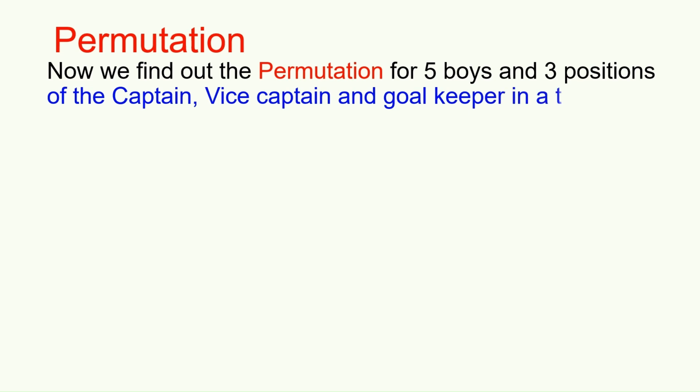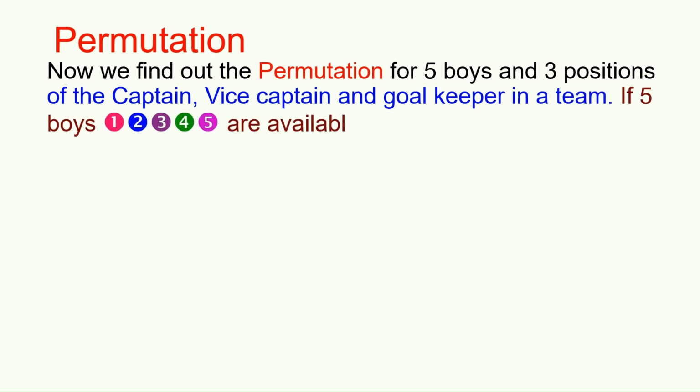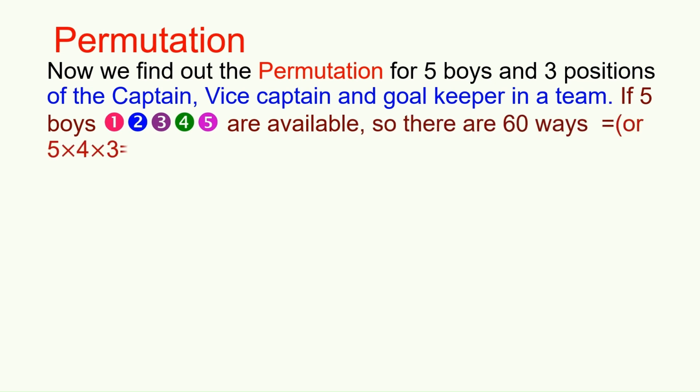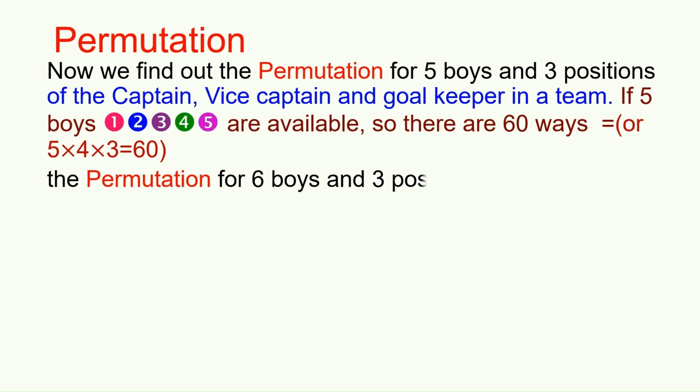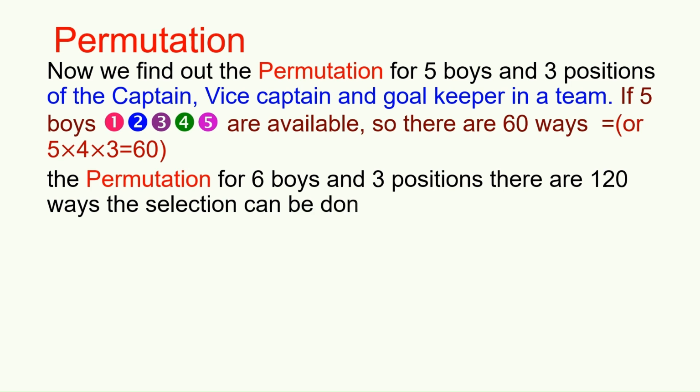Now we find out the permutation for 5 boys and 3 positions of the captain, vice-captain and goalkeeper in a team. If 5 boys numbered 1 to 5 are available, there are 60 ways, equal to 5 times 4 times 3 is equal to 60. For 6 boys and 3 positions, there are 120 ways the selection can be done, or 6 times 5 times 4 is equal to 120.